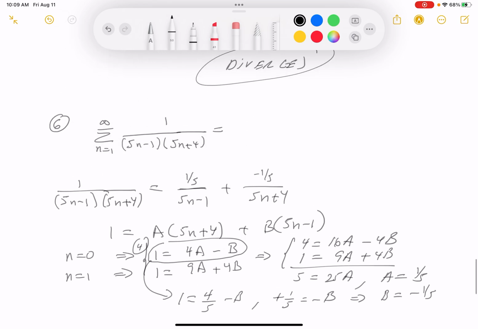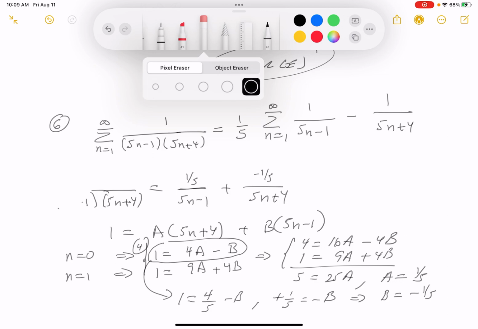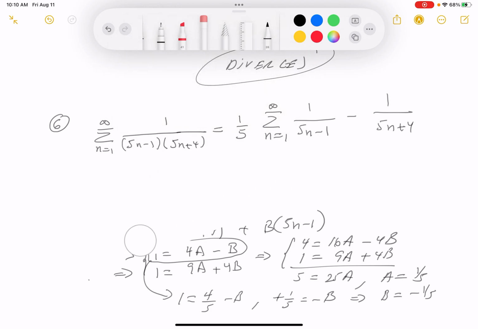Let me go back up here and write this sum down as 1/5. I'm pulling it out. The sum, n equals 1 to infinity, 1 over 5n minus 1 minus 1 over 5n plus 4. Well, I think as you know, what we're going to do now is look for the pattern, right? So what pattern are you looking for? It's a telescoping series, right? We're looking for that.